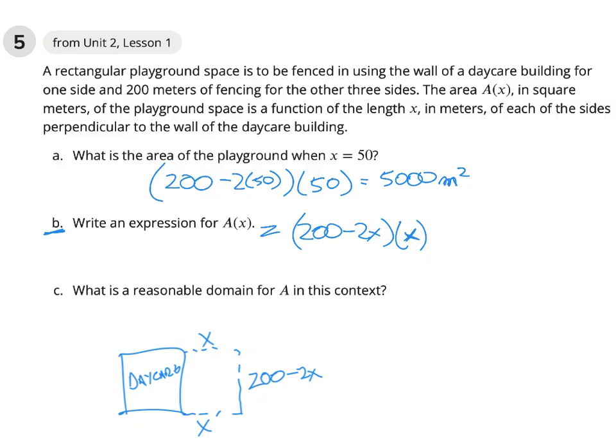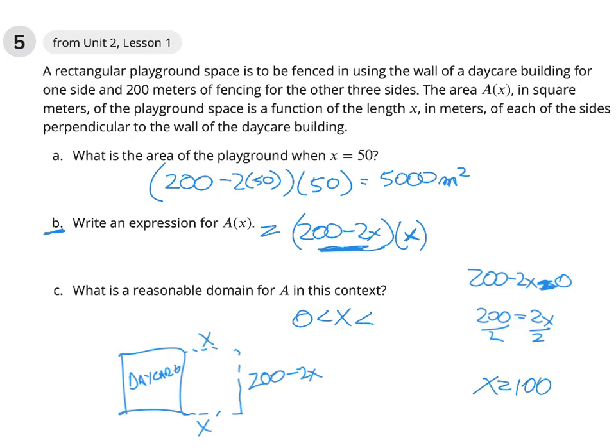What is a reasonable domain? So x has to be bigger than 0, and it has to be smaller than the side. So 200 minus 2x is equal to 0. If we set everything equal to 0, we get the maximum space. And x is equal to 100, which means x must be less than 100.